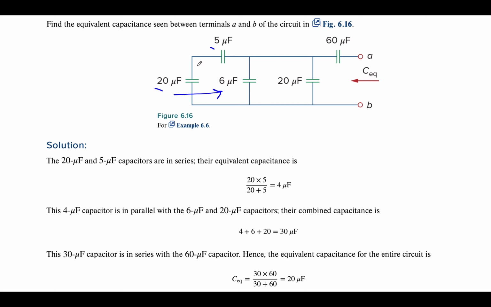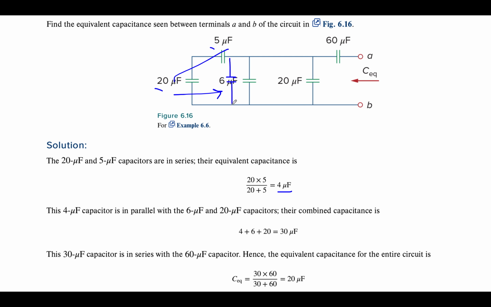That's a good approach. So the 20 and the 5 are in series, which means, since they're capacitors, they're going to combine as inverses. So I can do my product over sum rule like I had resistors in parallel, and I get 4 microfarads. So I can mark out this part of the circuit and replace that with a single 4 microfarad capacitor.